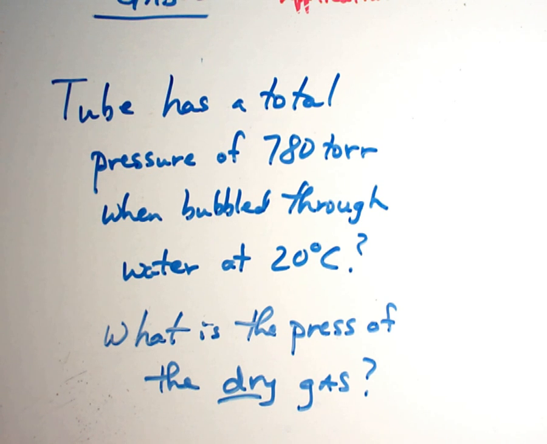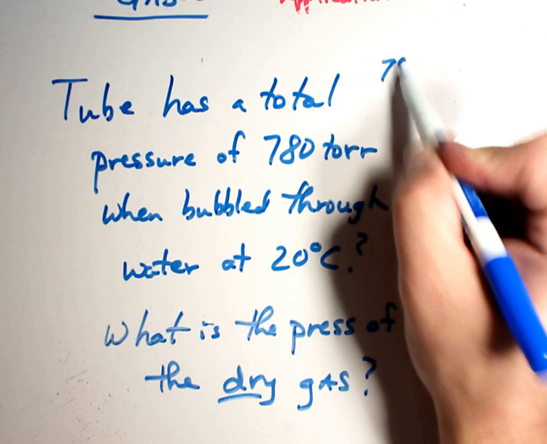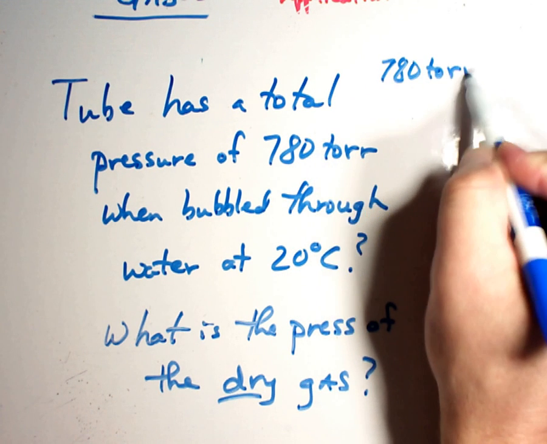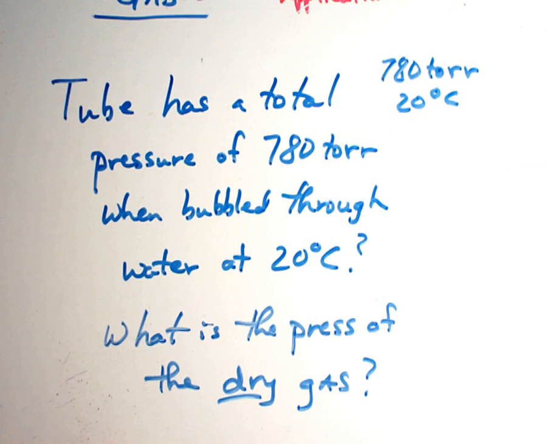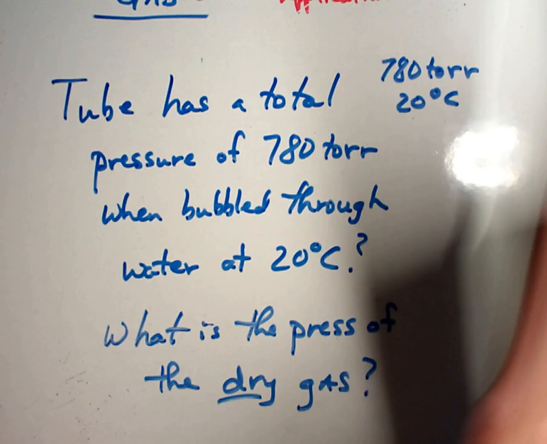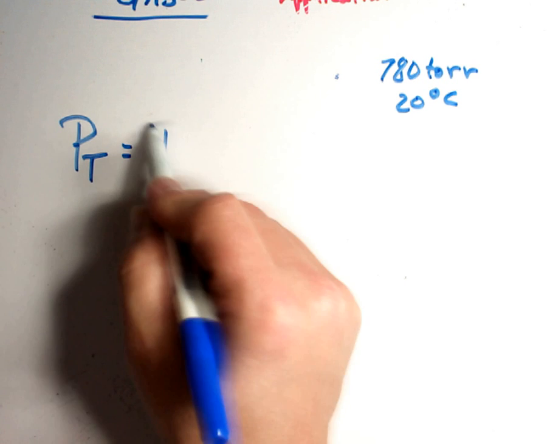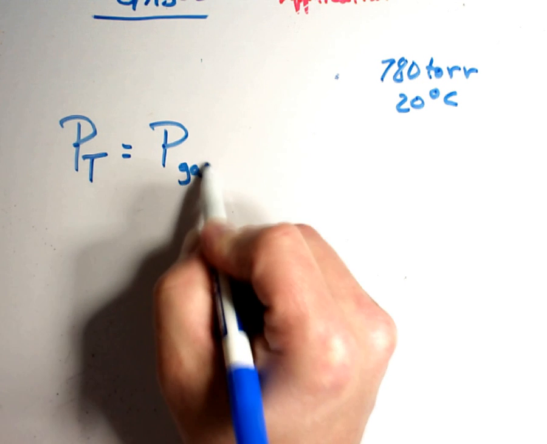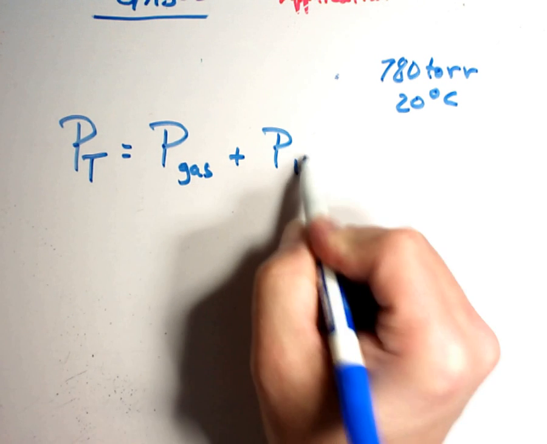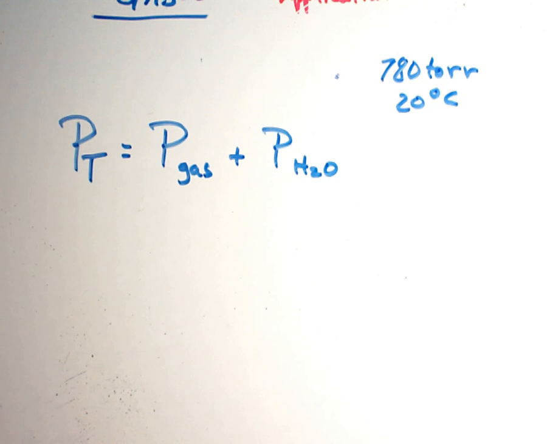All right, here's what we're going to do. Magic numbers, we're going to take those out. 780 torr, 20 degrees Celsius. It's really all we need to know. So I'm going to take the eraser and take the problem out. But I'm going to add what we learned just a minute ago. Total pressure is going to equal the pressure of the gas plus pressure of water. Now, how do I know it has pressure of water? Because it said it was bubbled through water.